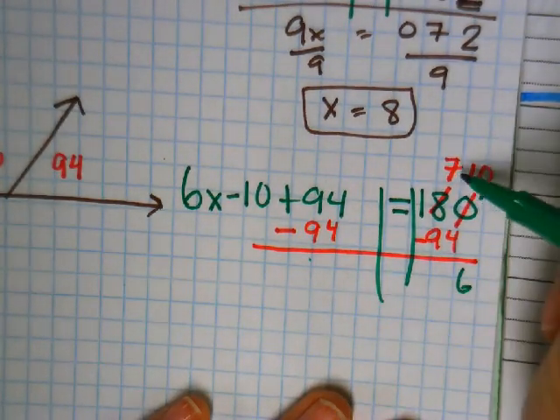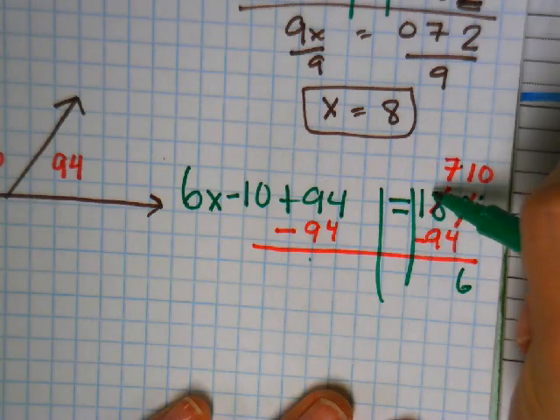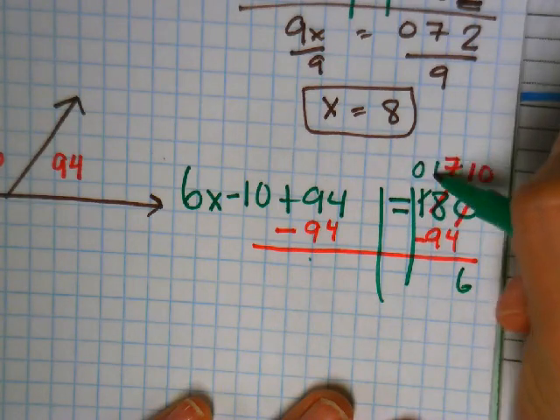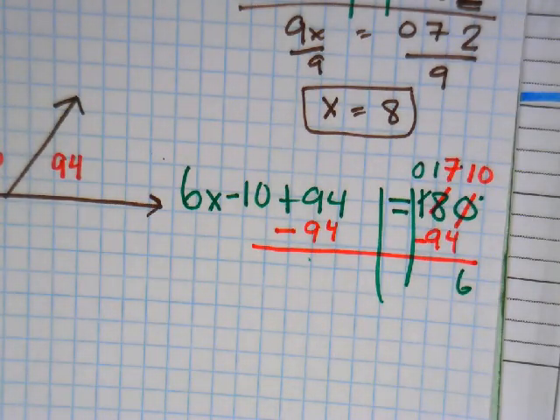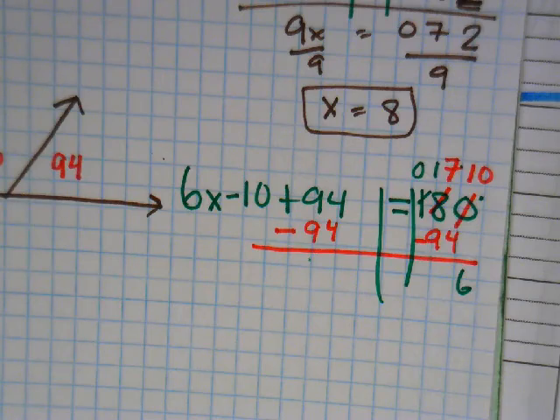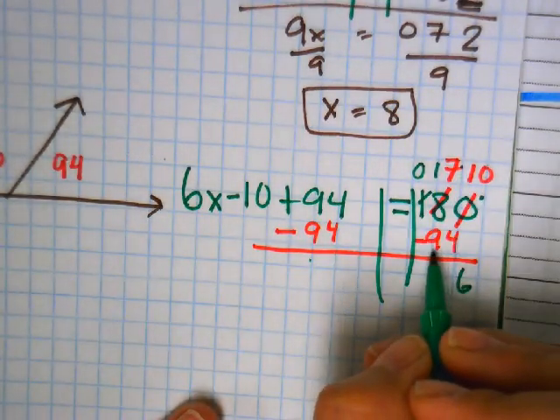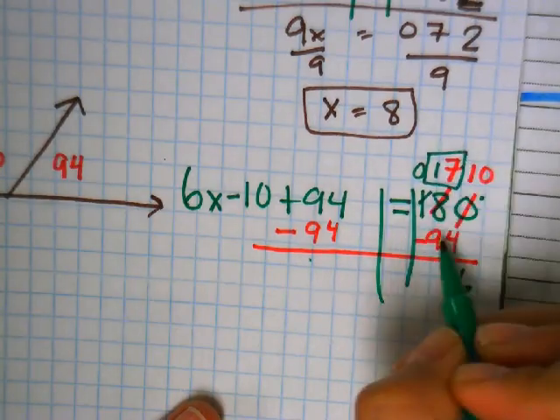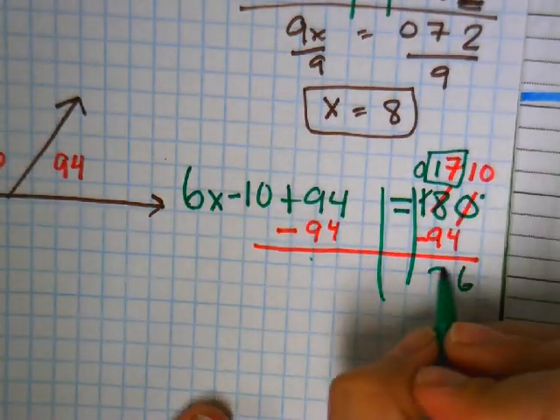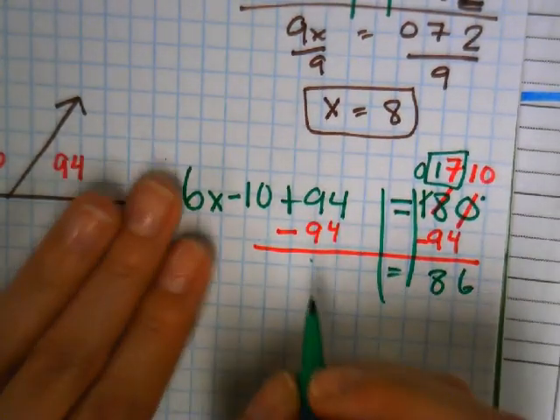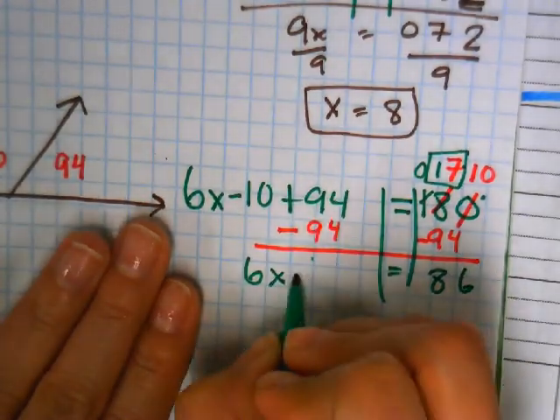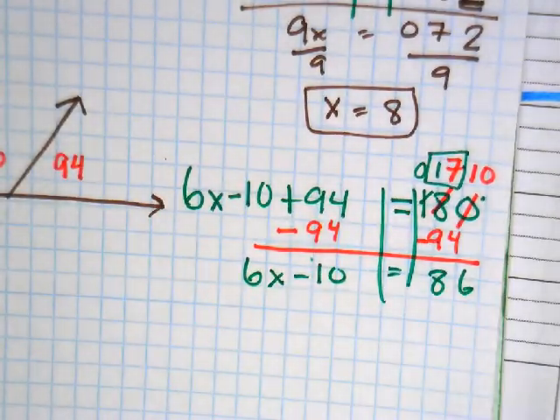You realize here, can I do 7 minus 9? Nope. So that becomes a 0, and that now becomes a 17. All right, what's 17 minus 9? 8. What do I still have left on this side? This is why it's level 5000. 6x minus 10.